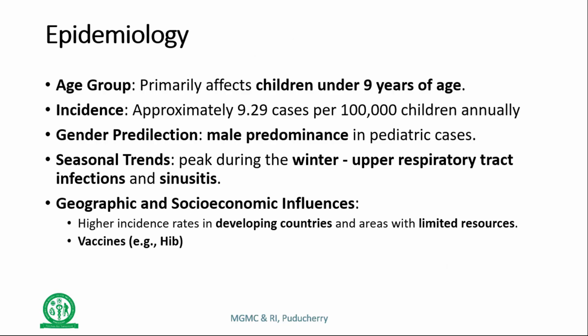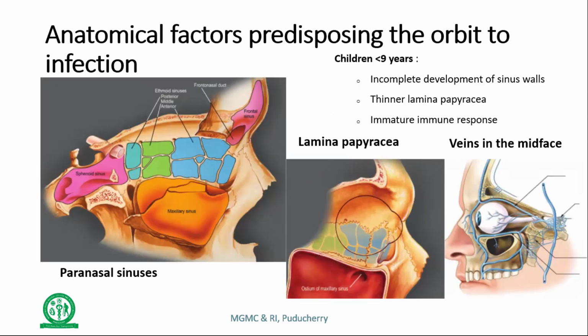Cellulitis peaks during the winter season, correlating with the increased incidence of upper respiratory tract infection and sinusitis. And there is also some socioeconomic influence in the form of overcrowding and poor access to healthcare, which increases the incidence in developing countries. With the increasing use of vaccines, the influenza-related cellulitis has come down.